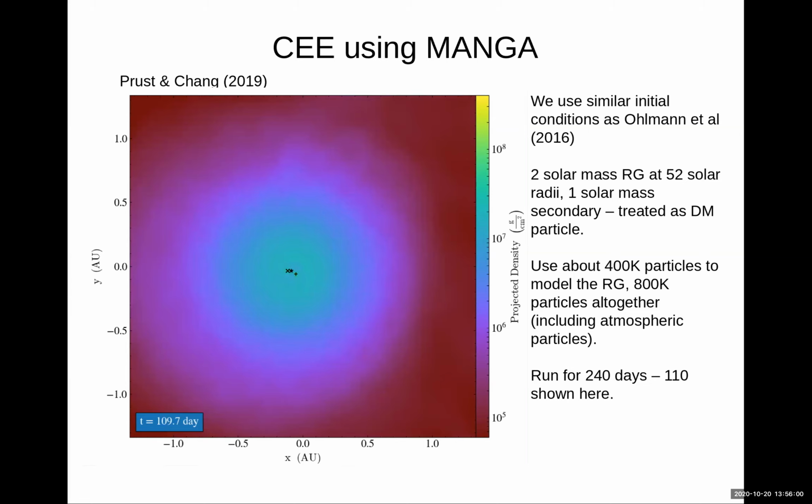And we basically let these things orbit each other, and we run this for basically 240 days, not in computer time, but in system time. And 110 of these days is shown here. The question is, does the envelope get ejected, and how close does it get at the end?